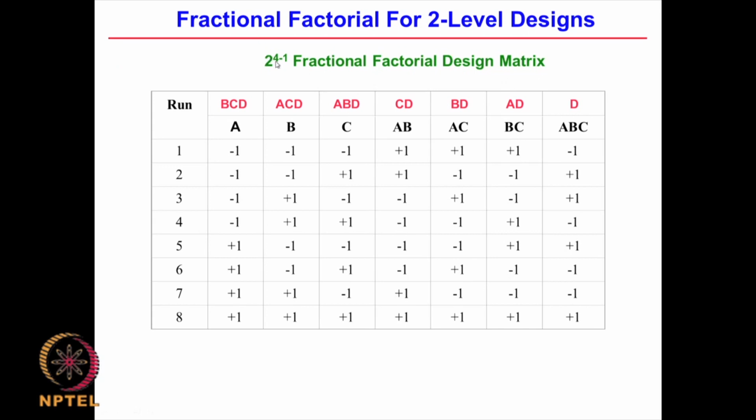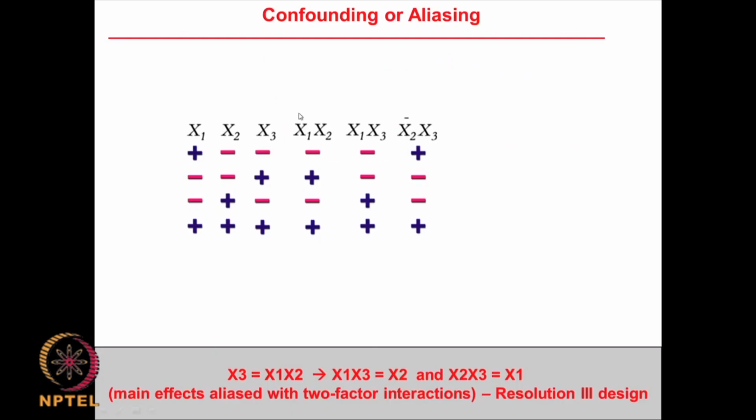Actually, as I said, this is a half of 2 raised to the power 4 design, or 2^(4-1) fractional factorial. This tells you the number of parameters, and this tells you whether it is half or 1/4 and so on. If it is 1/4, I would have put 2 here. Okay, let us go back to another problem.